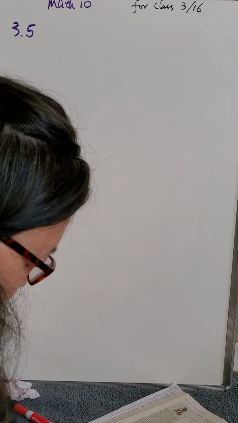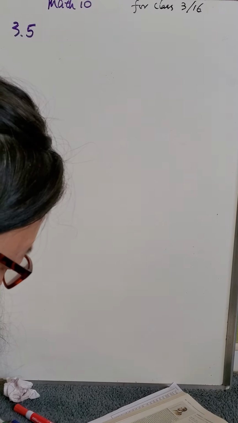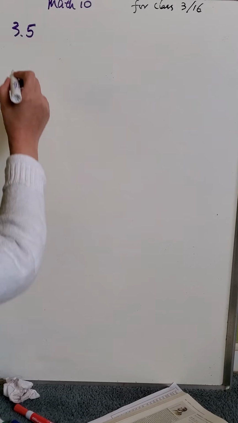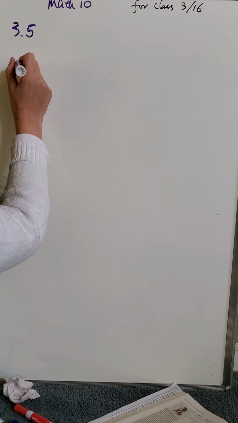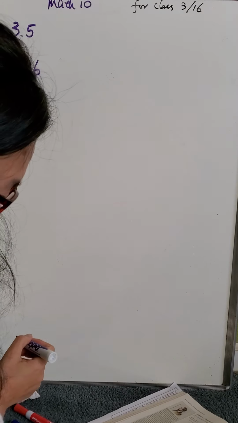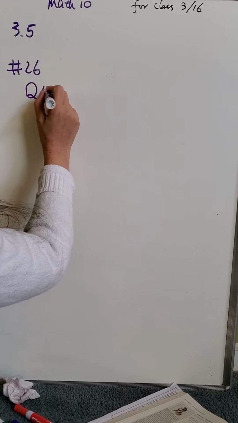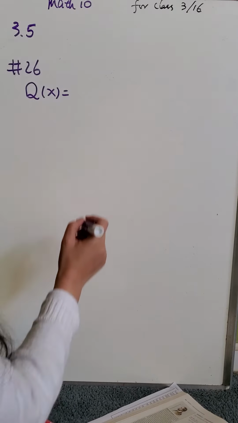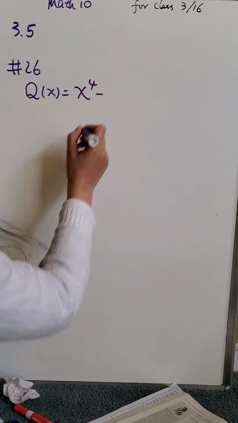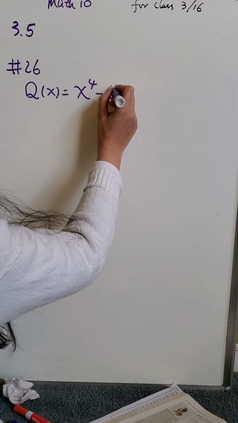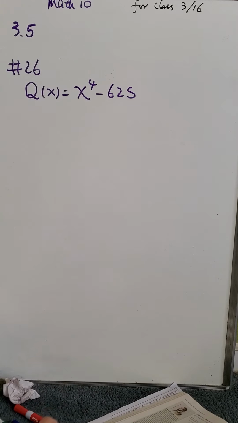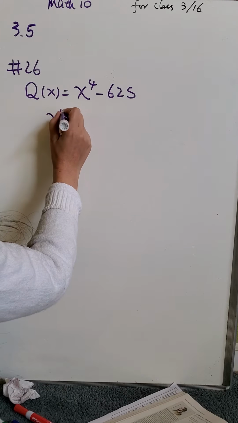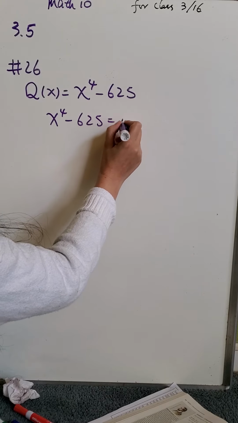And the next problem is number 26. P of x equal to x to the 4th minus 625. Okay, and we're going to solve this one first. So it's x to the 4th minus 625 equals 0.